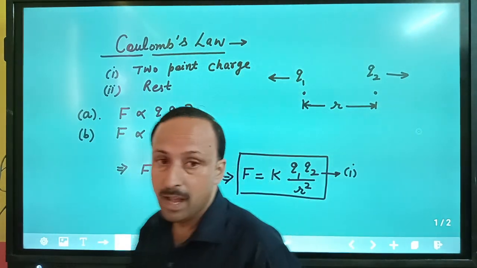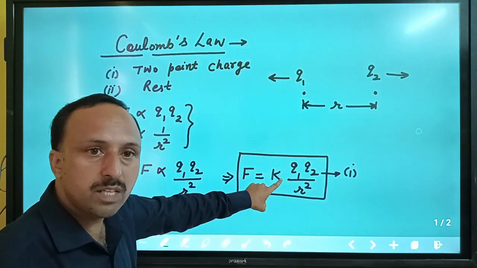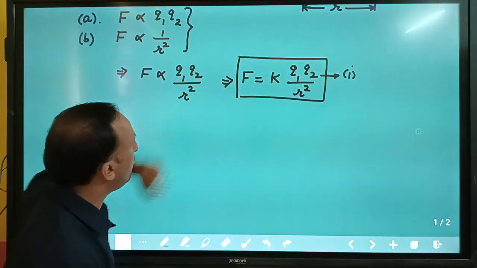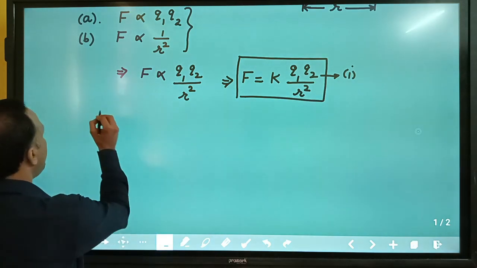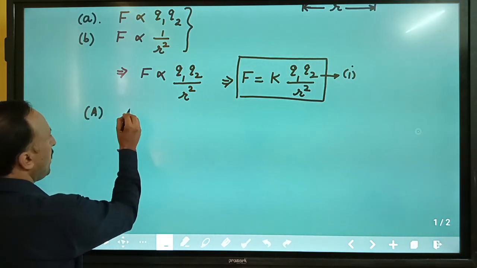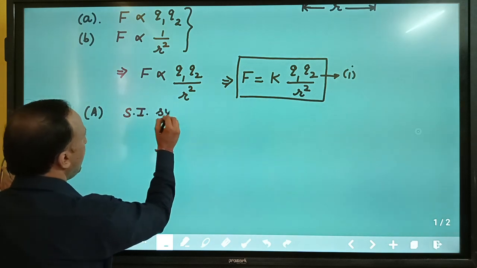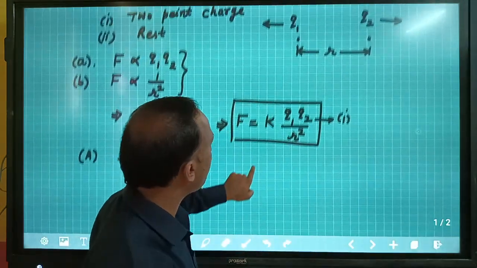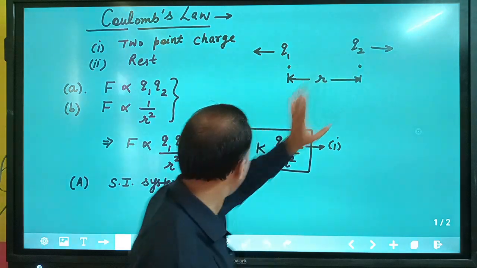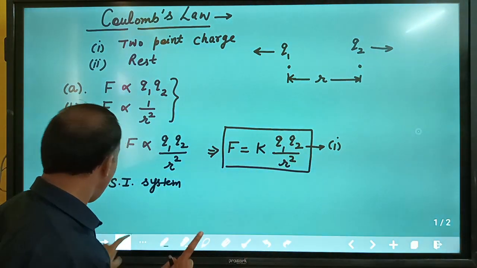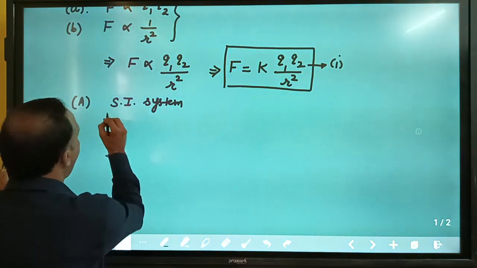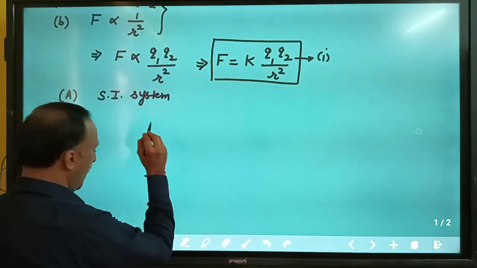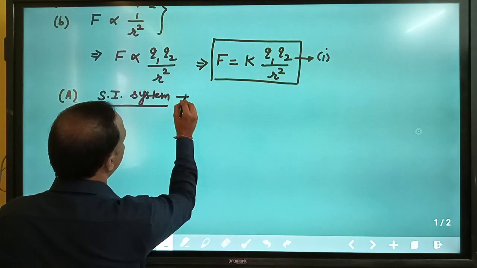Now part 2. In the second part, I need to define this k. What is the value of k in different media? So let's talk one by one about the different values of k. Come to case number 1. If I am talking about the SI system, fine, what do I mean by the SI system? You have two charges Q1 and Q2, I will study both charges in the SI system, and these two charges are kept either in air or in vacuum, right?